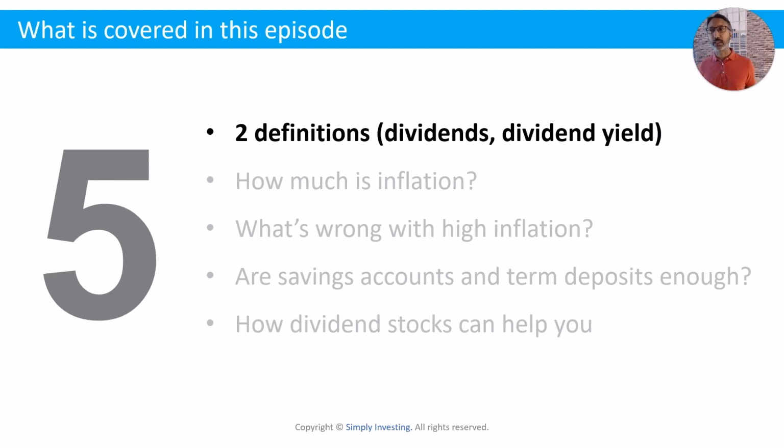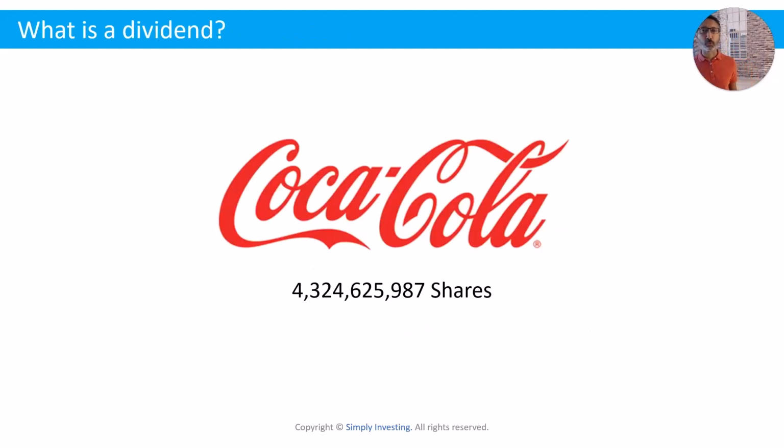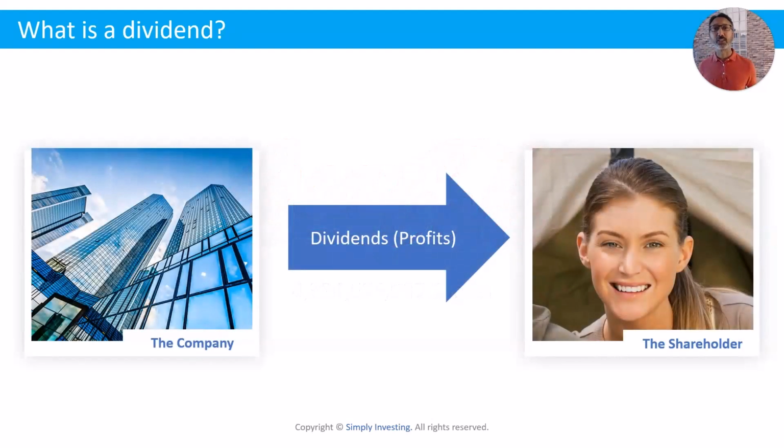Dividends and dividend yield. Coca-Cola has a little over 4.3 billion shares outstanding today. If you were to buy all of the shares, you would own the entire company. Now, if you only bought a couple of shares, 5 shares, 10 or 100 shares, you would still be considered part owner of the company. And as part owner of the company, you're entitled to share in the profits of the company. And those profits come to you in the form of dividends. So as a shareholder, you are getting paid to own shares or stocks in a company.